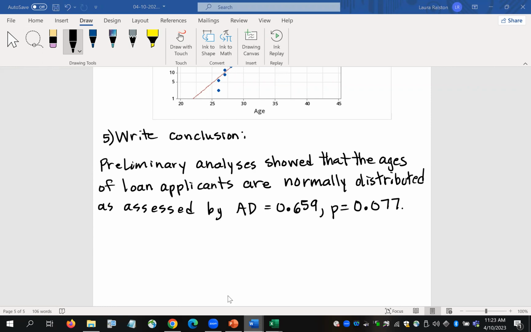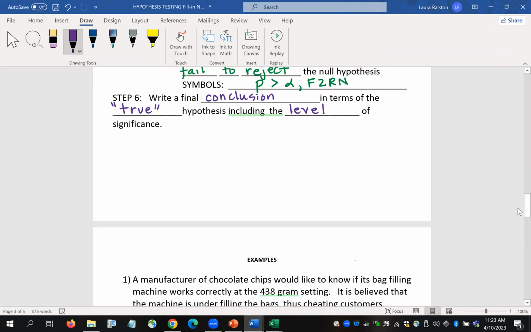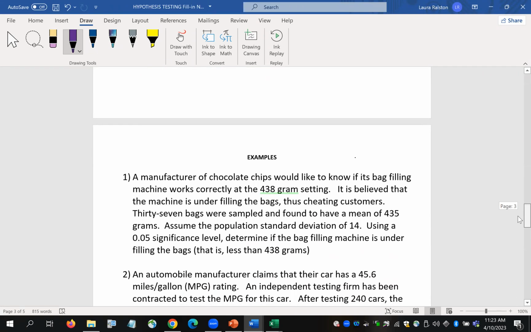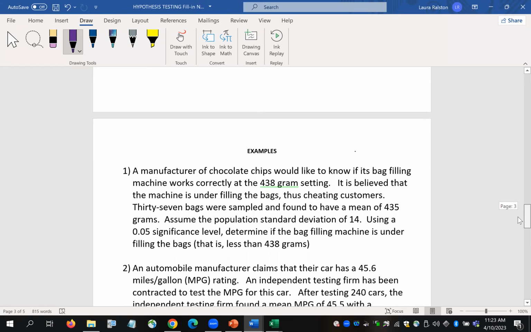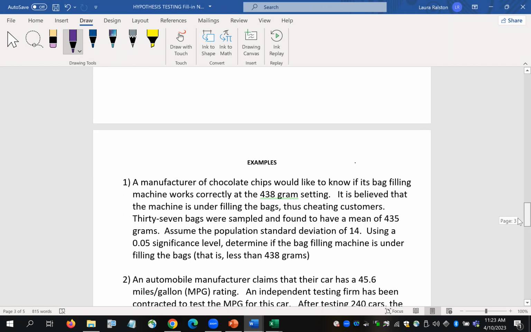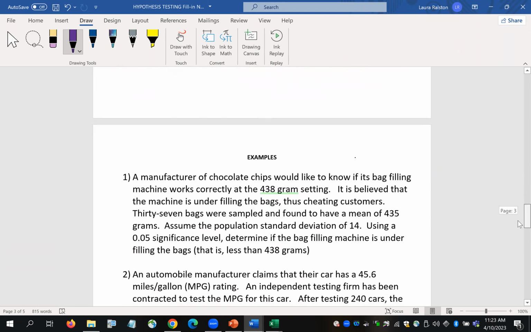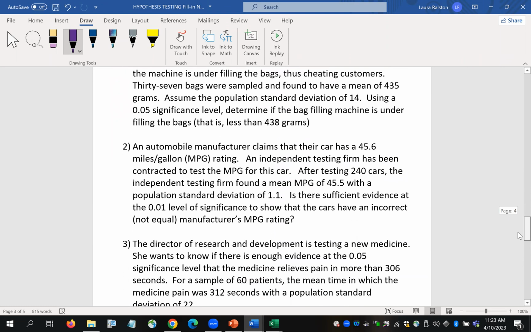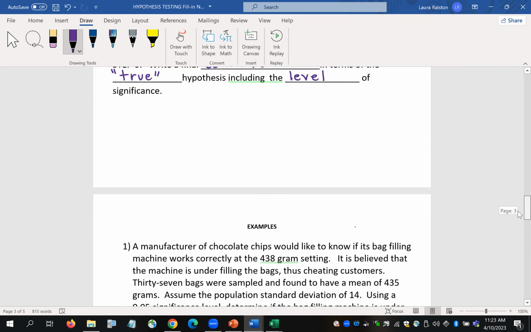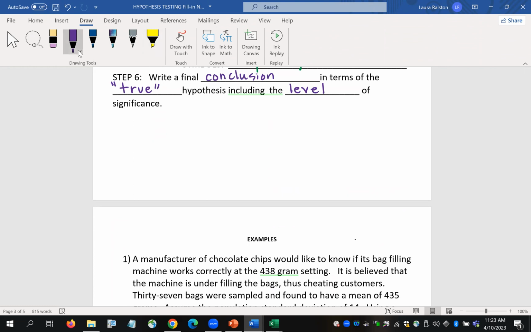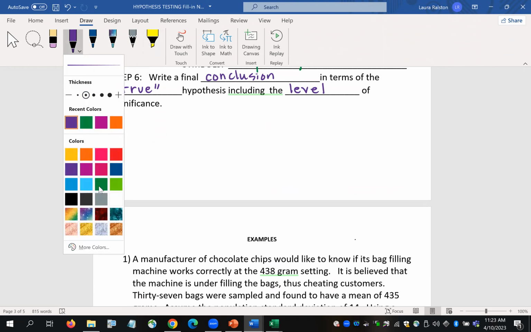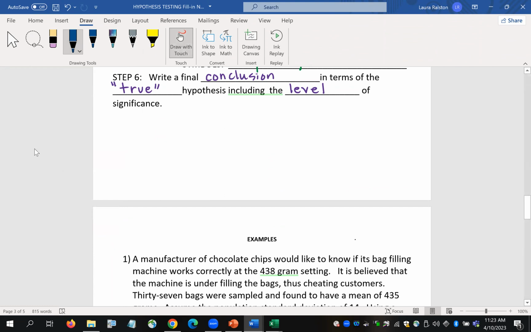Okay, I want to go back then to the examples on the fill-in-the-blank notes and begin to talk about the one mean Z test. So we're going to switch gears now. We're still talking about hypothesis testing, but for the next few minutes we're going to focus on the one mean Z test.